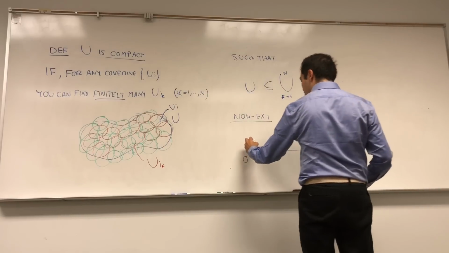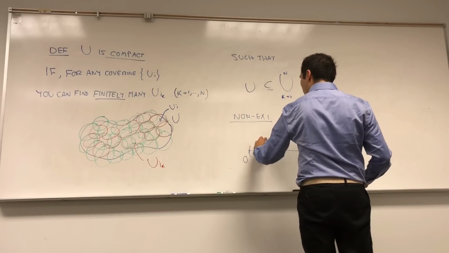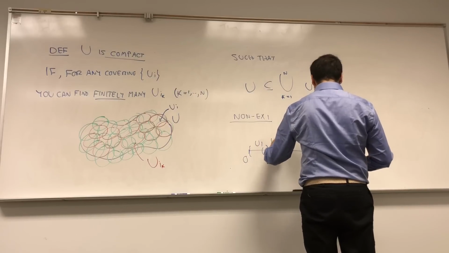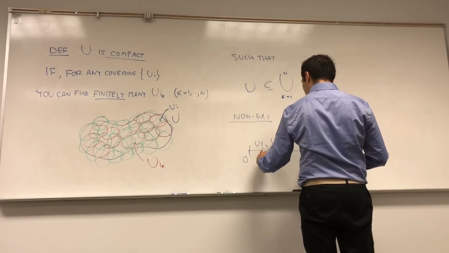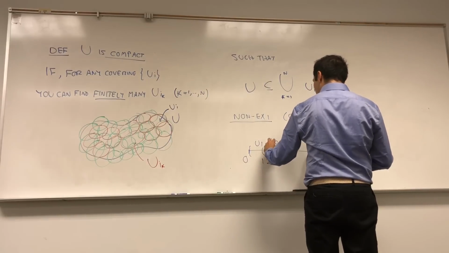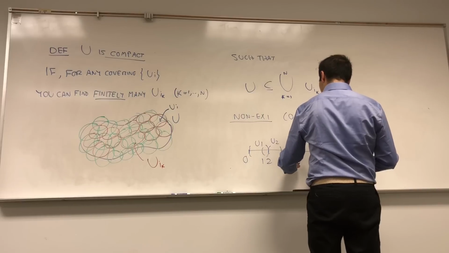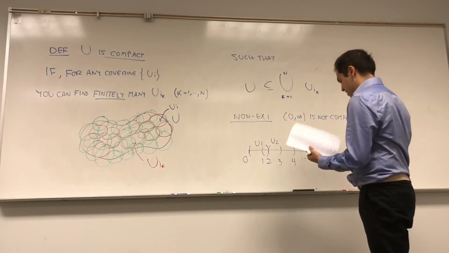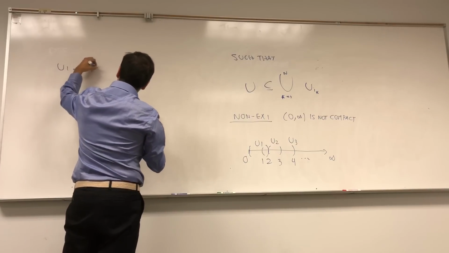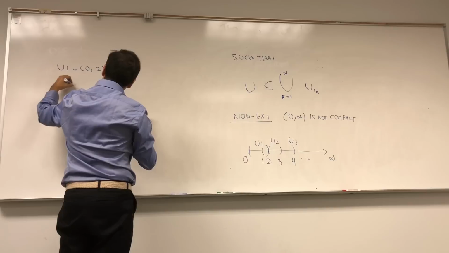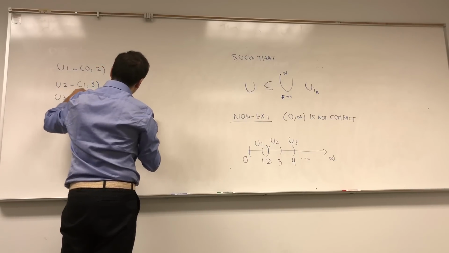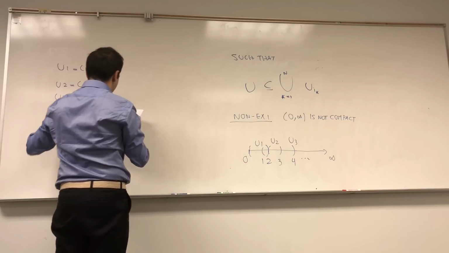Consider the following cover. U1 is the interval (0, 2). U2 is the interval (1, 3). U3 is the interval (2, 4). Etc., etc. We define this: U1 is (0, 2), U2 is (1, 3), U3 is (2, 4), etc.